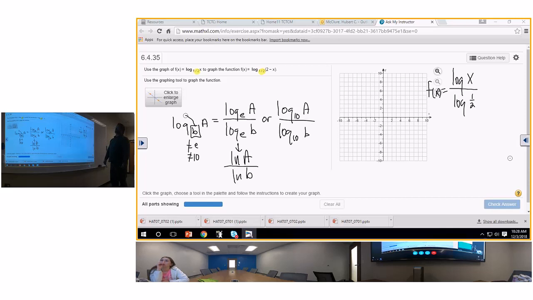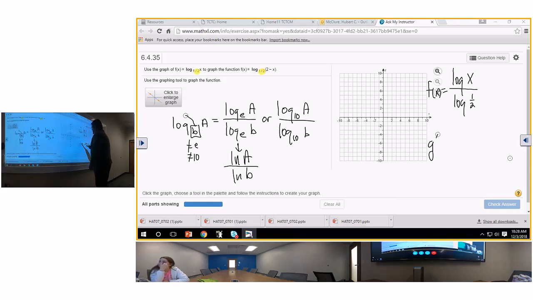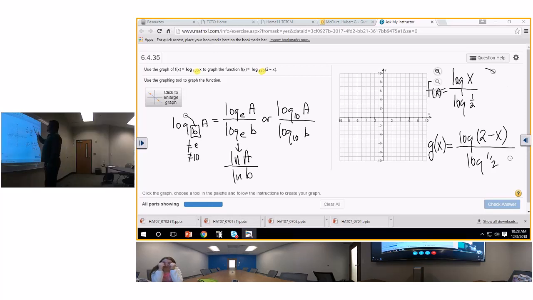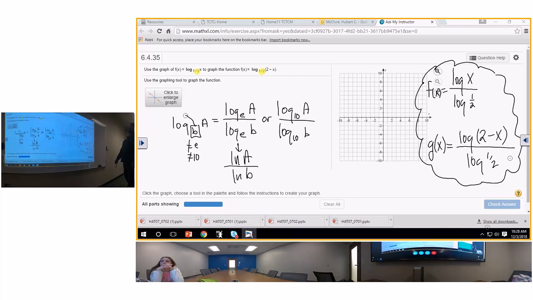And the other formula is going to be g of x, and that's going to be log base 2 of minus x over log of what? 1/2. So you're going to graph these two. So take your calculator and graph both of those, and that's what they're asking you to do.